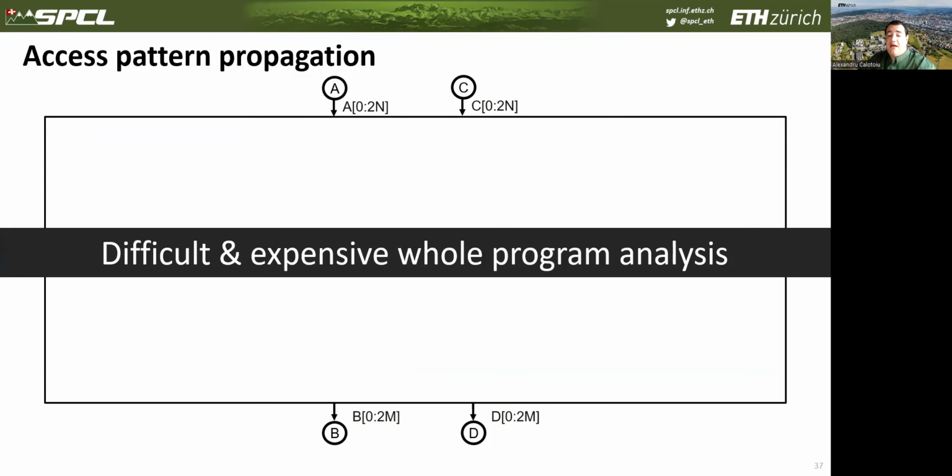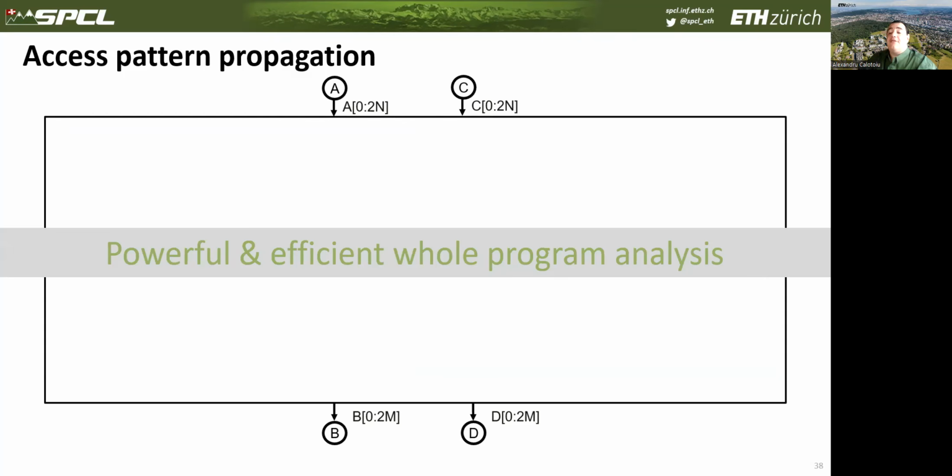This makes the process of whole program analysis much more efficient and allows us to perform more powerful passes. A last engineering contribution that we provide in our work is how to order dataless dependencies.